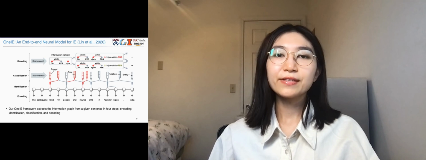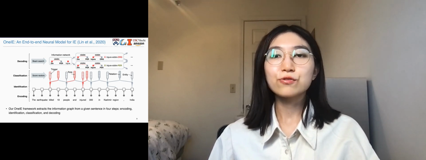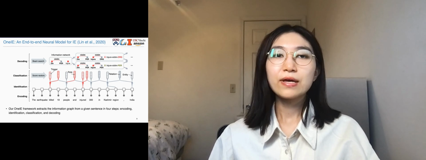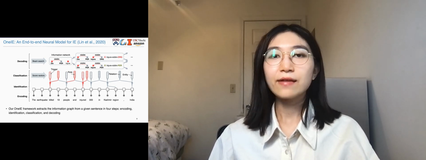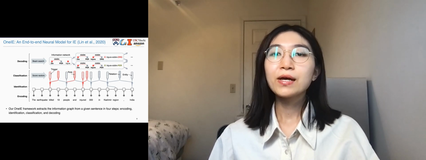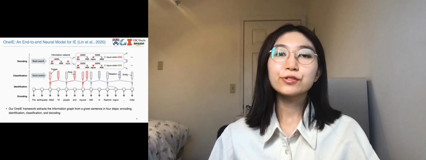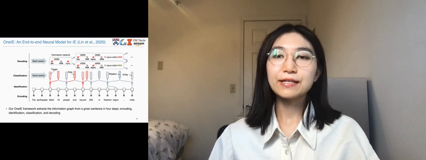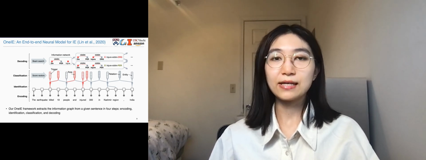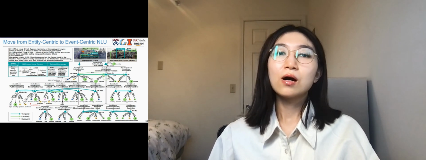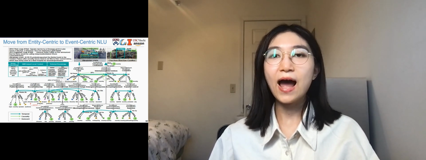Our recent work, OneIE, is an end-to-end neural model to jointly extract entities, relations, and events. So it outputs an information network instead of separate knowledge elements. This model first encodes the tokens in the input sentence and then decodes a graph directly. In this graph, each node will be an entity or an event, and the edges will be relations or event argument roles that connect these entities and events. It can be extended to other languages using multilingual BERT, since it does not rely on any symbolic features like dependency parsing.